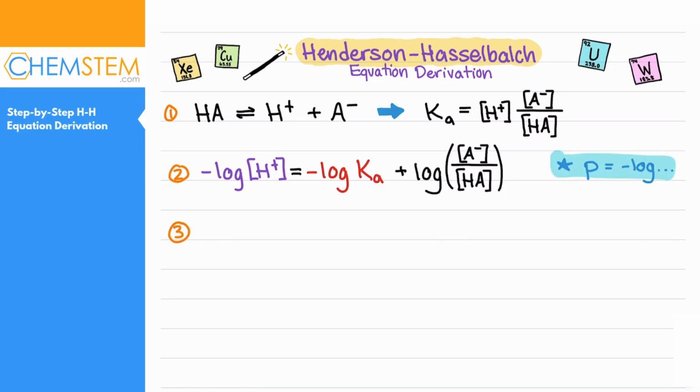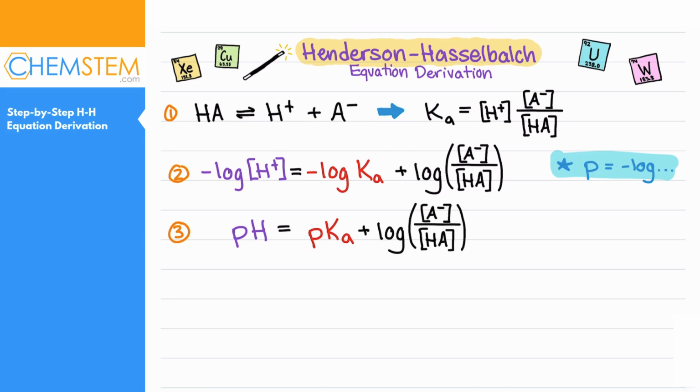P means negative log of, so we're going to take advantage of that right now. We have the negative log of something and the negative log of something else. We're going to replace negative log with P. So here's what that looks like. We have the negative log of the hydrogen ion concentration, which we know is pH. That is equal to the negative log of Ka, which is called the pKa. And then we just put the rest of it. And now you have the Henderson-Hasselbalch equation.